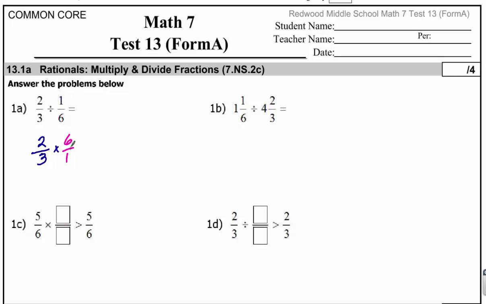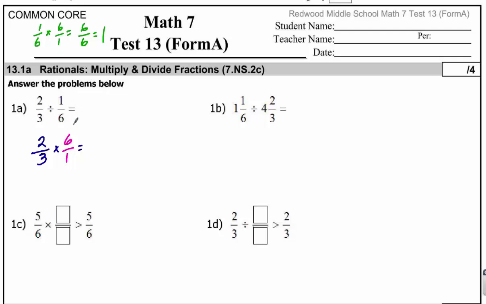The reciprocal of 1/6, let's just do this up here really quick. The reciprocal of 1/6 is the number that you would multiply it by to get 1 whole. Now, in this case, the 1 whole, let me just do that a little bit differently, would look like 6/6. So the reciprocal of 1/6 is 6/1, and we multiply our 2/3 by 6/1.